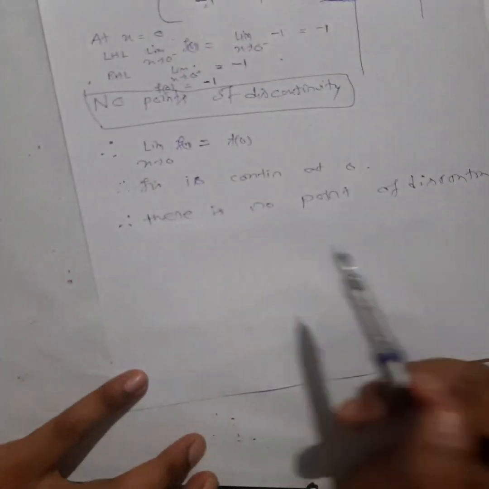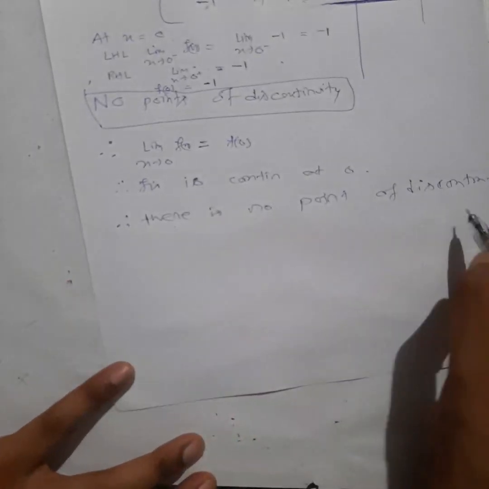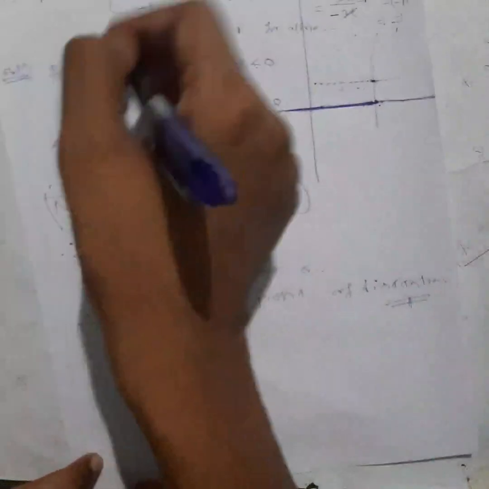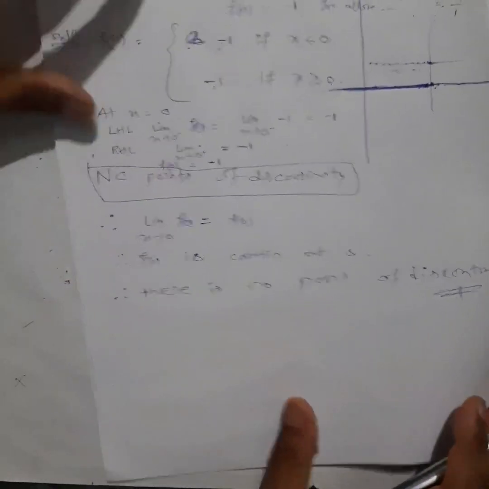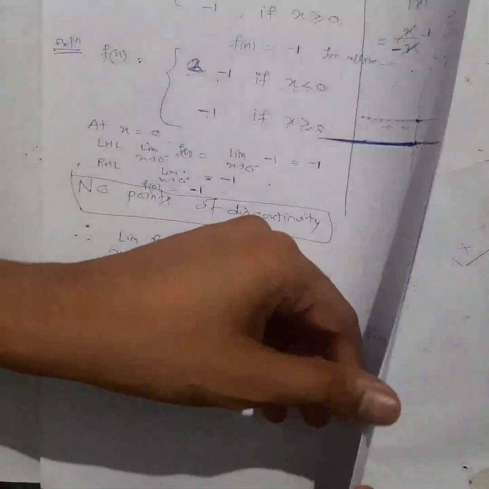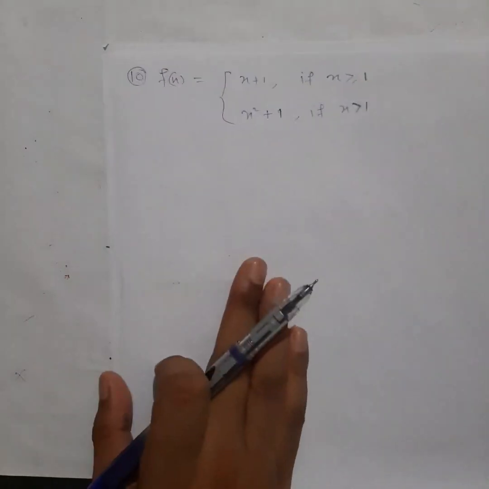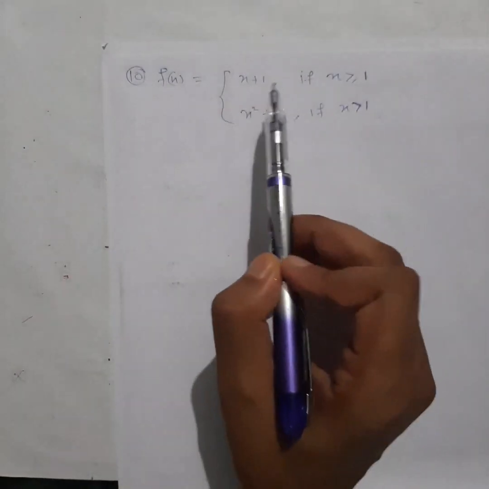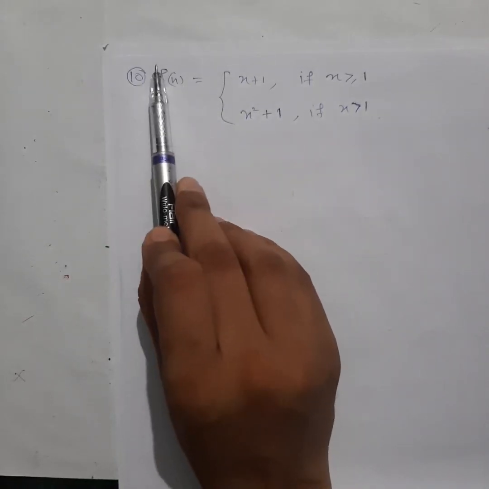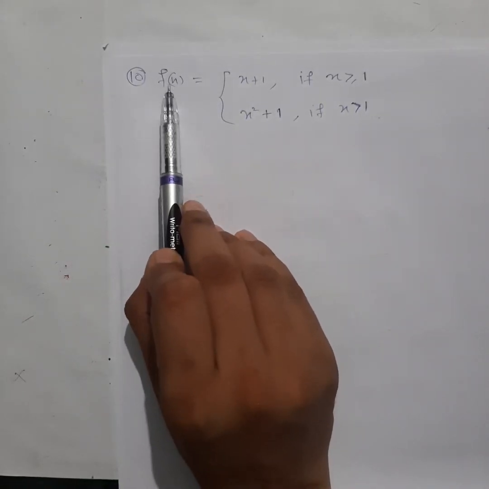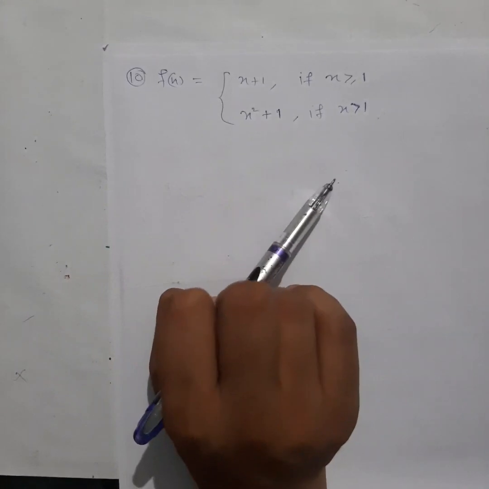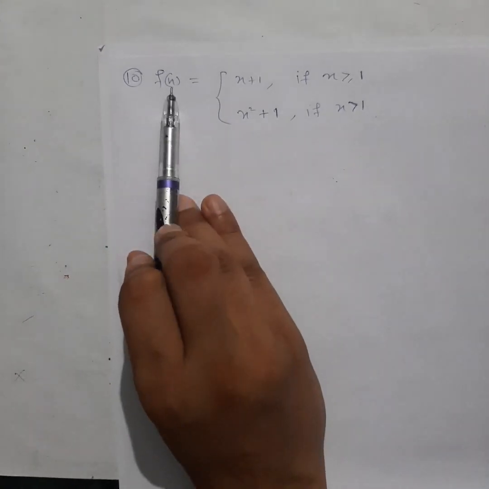So hence there is no point of discontinuity. So in this graph, this function is totally continuous. Okay. Next is question number 10. So here also we have to check whether the graph of this function breaks or not. At what point it will break, we have to find that point of discontinuity.